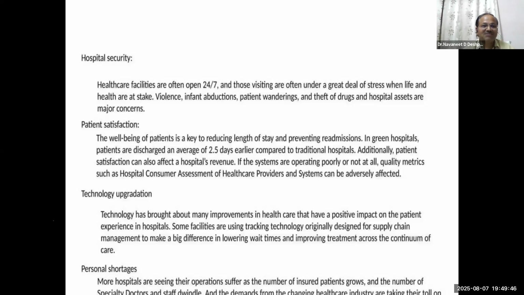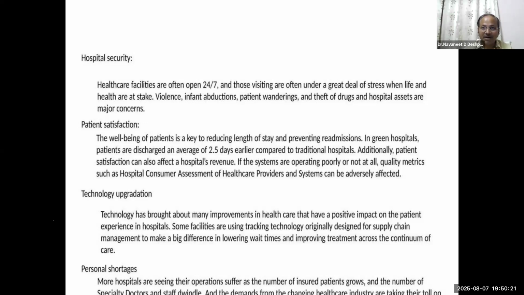Additionally, patient satisfaction can also affect the hospital's revenue, and the time of surgery is also significantly reduced because of advancement of technology. So patient satisfaction is the first core principle on which the entire goodwill of the hospital is based. If the systems are operating poorly or not at all, quality metrics such as the Hospital Consumer Assessment of Healthcare Providers and Systems can be adversely affected. So that has to be addressed on a case by case basis.